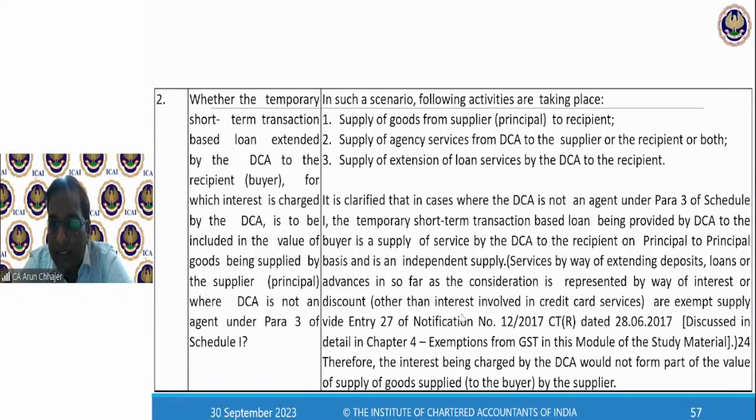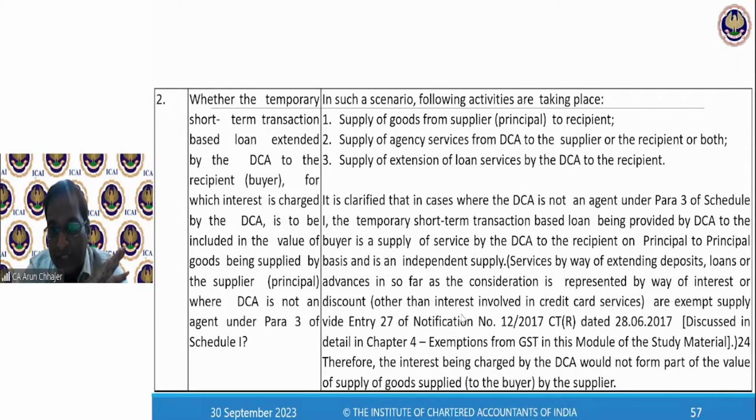Abdul Rahim, answer is yes. When the agent is procuring on behalf of the principal and the agent is purchasing in his own name for the invoice, then the further supply by the agent to the principal would be taxable. Absolutely correct. Geeta Patel, I hope the concept is clear.